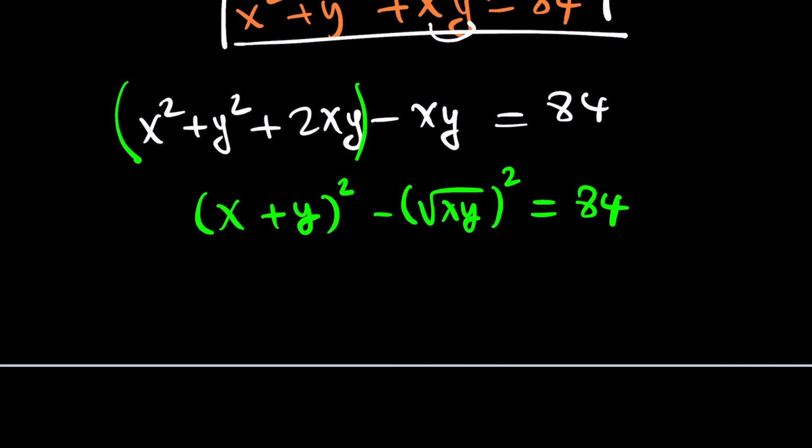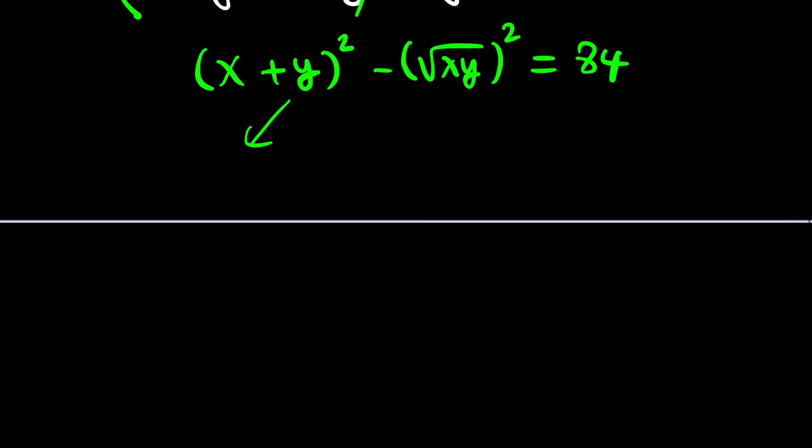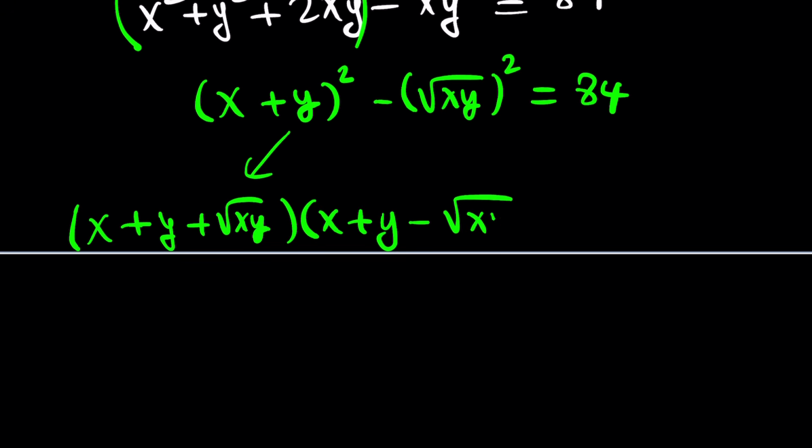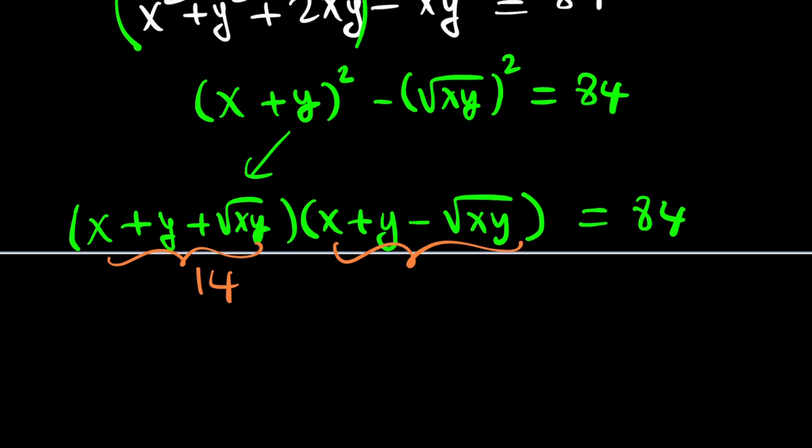It's going to work. From difference of two squares, again, this is what made me excited and still makes me excited, now we can go ahead and factor this: x plus y plus square root of xy, and then x plus y minus the square root of xy is equal to 84. You know what's beautiful about this is that we have one of these. This is equal to 14. And guess what? 14 goes into 84. That's what it's supposed to be. Now, if you divide 84 by 14, you get 6.